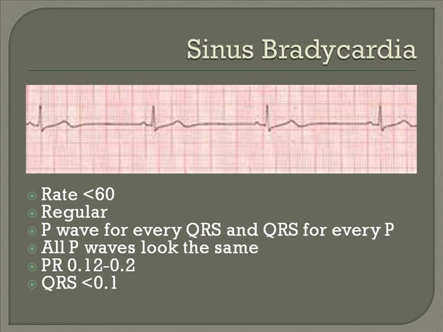R to R is regular for all the beats. There's still a P wave for every QRS and QRS for every P, and all the P's on this one look the same. And if you do measure out the PR and the QRS for this particular strip, they do fall within the defined limits. This may be normal for your patient.